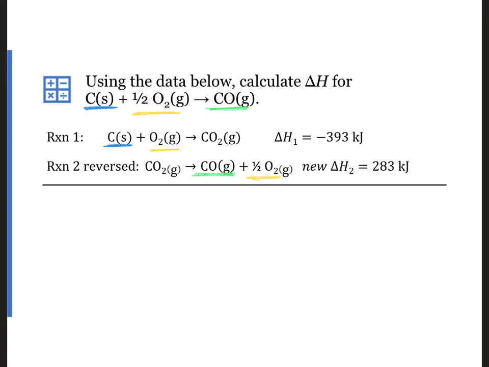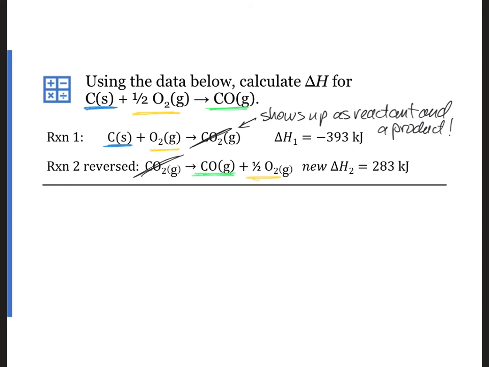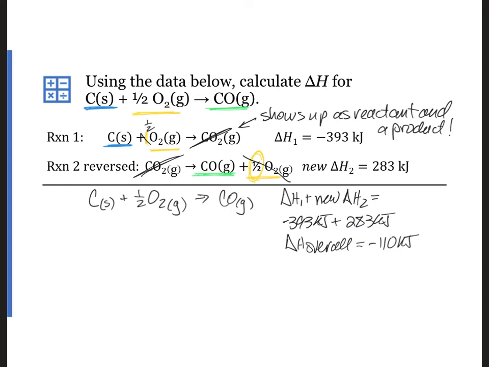to get this reaction. Adding the two reactions together, carbon dioxide will cancel out, 1/2 mole of oxygen will cancel out, and we get carbon solid plus oxygen gas yields CO gas. Delta H overall will be negative 393 kilojoules plus positive 283 kilojoules equals negative 110 kilojoules. Since the sign of delta H is negative, this tells us the reaction is exothermic overall.